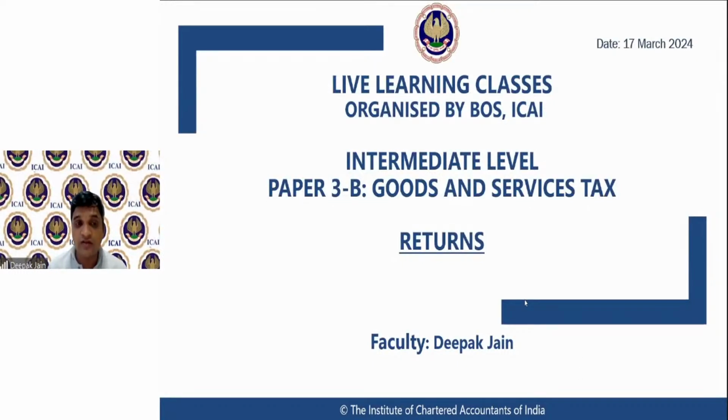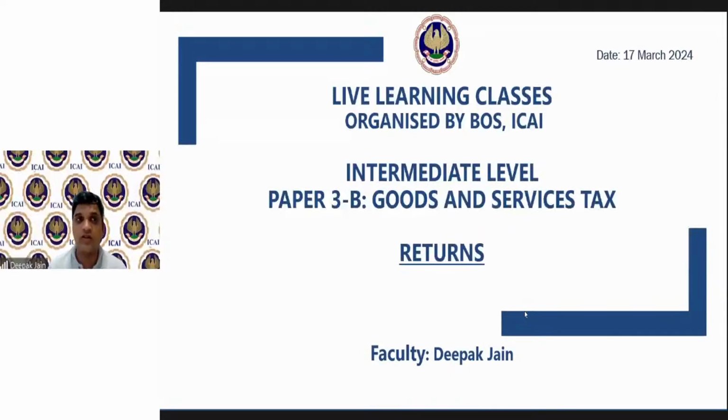What type of returns you have to file depends on what category of person you are. Are you a normal registered person? Are you a composition dealer? Are you a casual taxable person? Based on what category of person you are, you will have to file your returns accordingly. So that is what we are discussing in today's chapter on returns.